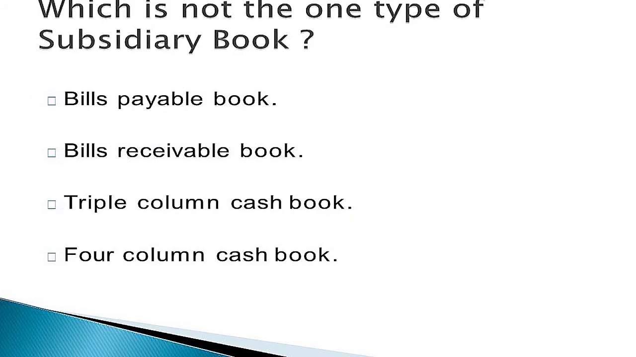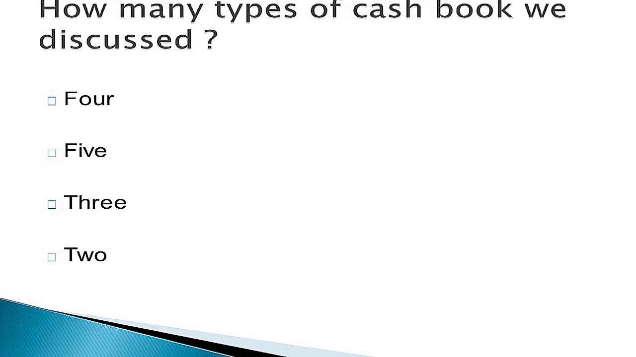Right. Which is not one type of subsidiary book? Find out. You had an answer, I think. What is the answer? Four column cash book. The bills receivable book is there, the bills payable book is there, the triple column cash book is there. But we don't have any four column cash book. How many types of cash books have we discussed? Single column, double column, triple column, petty cash. How many? Four columns.